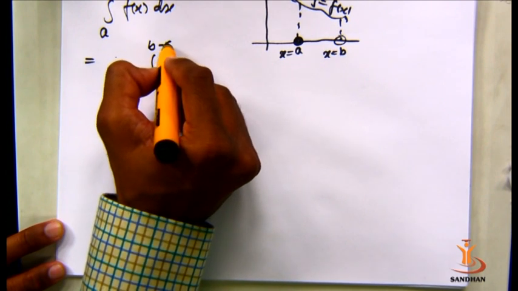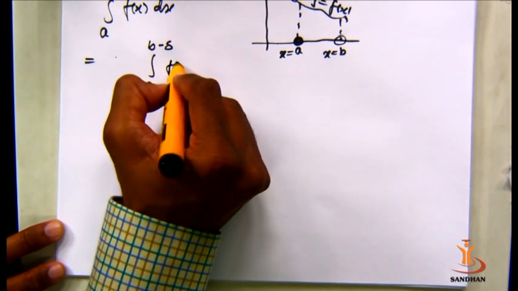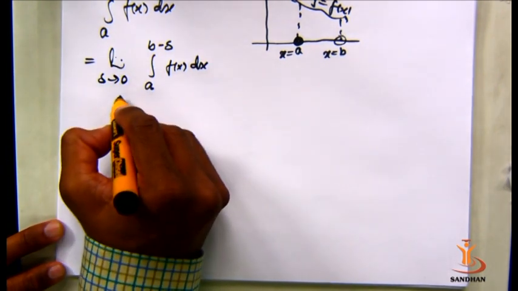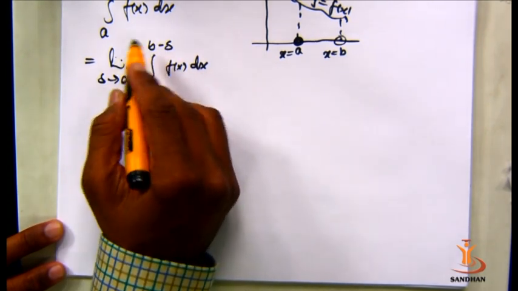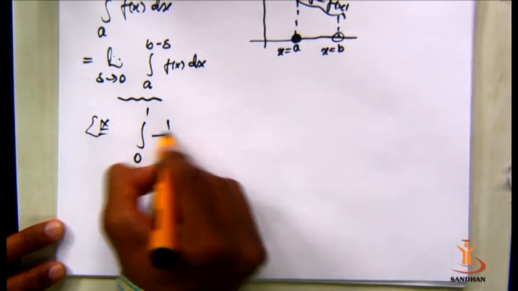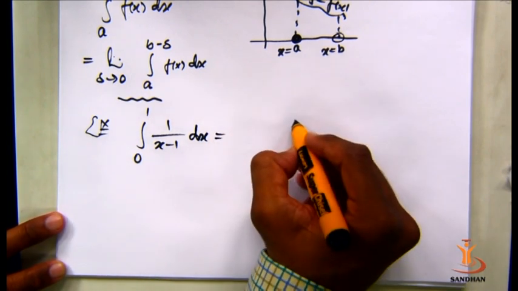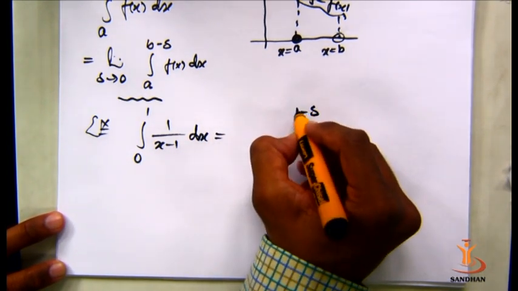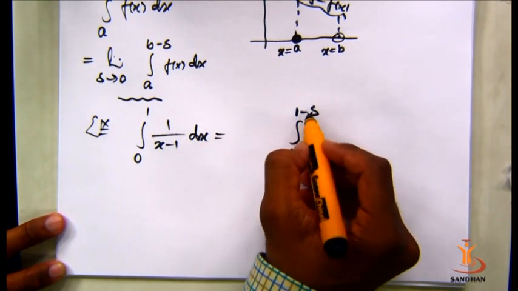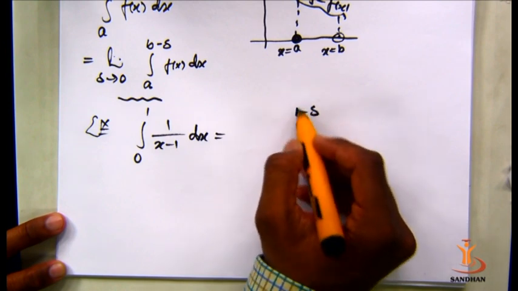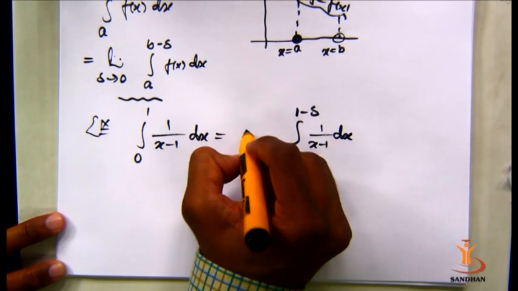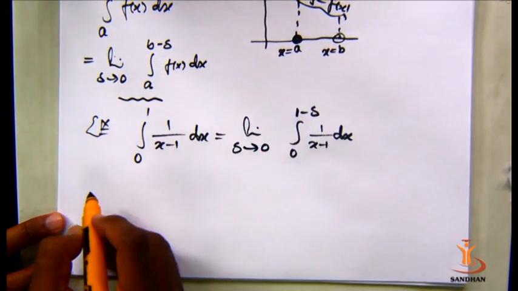Something does mean delta, a very negligible number: integral from a to b minus delta of f(x) dx, where limit delta tends to 0. So now this integral is a proper integral. We can evaluate this integral. Same example, say 0 to 1, 1 upon x minus 1 dx becomes 0 to 1 minus delta, because at 1, if you put 1, the function is not defined; it tends to infinite. That's why 1 minus something does mean at 1 minus something the function is well defined: integral from 0 to 1 minus delta of 1 upon x minus 1 dx, where delta tends to 0.